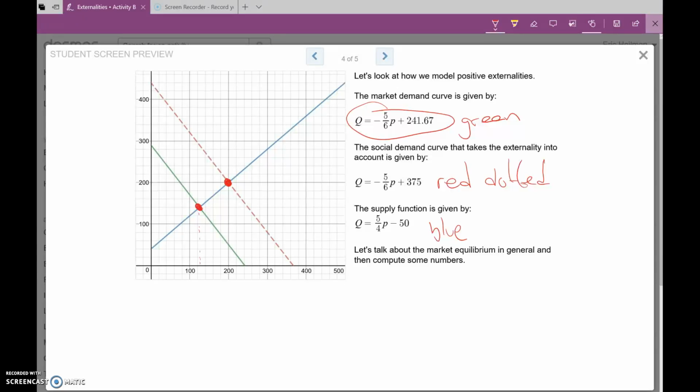I'll let you go ahead and try this. You just need to set the green and the blue curve equal to each other to find the actual market equilibrium, and then you set the red dotted line and the blue curve equal to each other to solve for this socially optimal equilibrium. So you can go ahead and put that in.